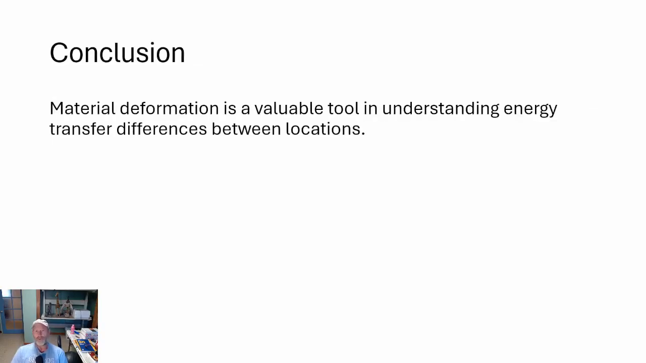So in conclusion, material deformation is a valuable tool in understanding energy transfer differences between locations. It allows you to narrow down, using the tools of spring compaction, for instance, what the length of a spring is: two same springs that have different overall lengths after the fire. The spring with higher deformation, with the same load configuration throughout the fire, is going to be closer to the fire. So that's the kind of use you would have for this tool in fire forensics.